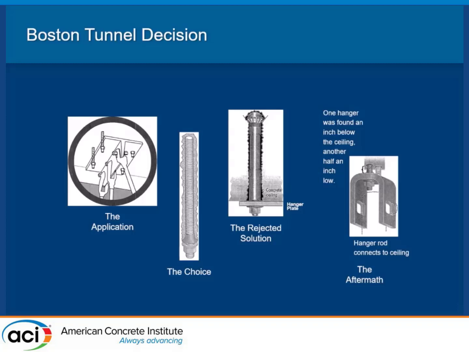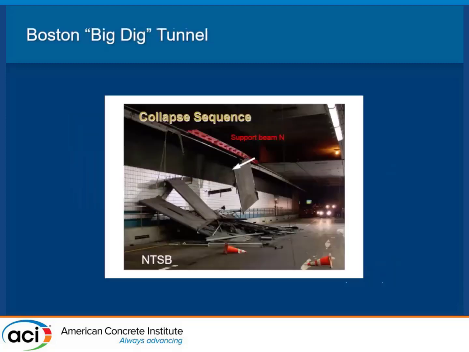The choice was to go with threaded rod and epoxy. This was what was specified, the undercut anchor. And they said it just cost too much. And what they found over time was a lot of these anchors had pulled away because they were under a sustained load and creeped out of the ceiling. And so this is the scene after the collapse. It looked like this for a lot of the panels.